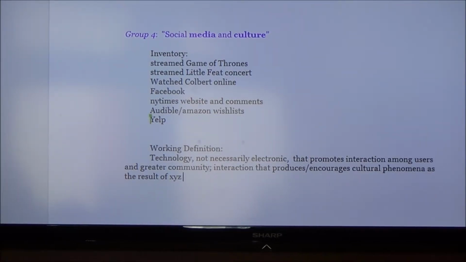That was John. I'm going, wait a minute, what is social media? What is media? What is culture media? So we weren't quite sure, so we took a stab. Technology, not necessarily electronic, that promotes interaction among users and the greater community, interaction that produces or encourages cultural phenomena as the result of using that technology.